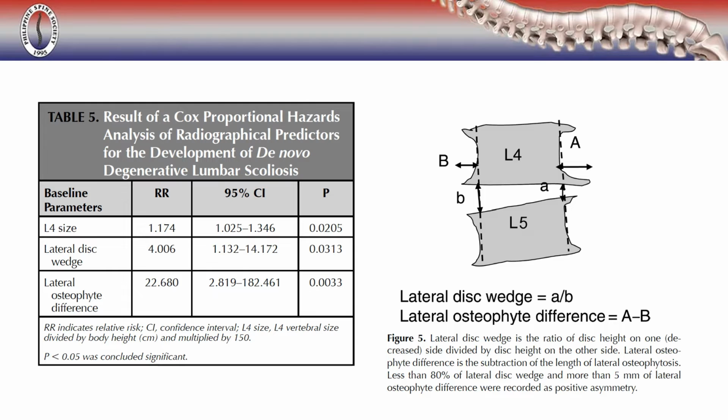Now, they looked at the risk factors for the development of the disease. As you can see here, lateral disc wedge, which is a measure of disc asymmetry, and a lateral osteophyte difference were huge considerations as significant risk factors for progression. And as you can see what they're actually recording on the figure on the right, if you see a large osteophyte on one side and not on the other, this is a bigger risk factor for progression, as well as the wedging that you see, the differences in disc height from A to B. Both are risk factors for progression or development of degenerative scoliosis.